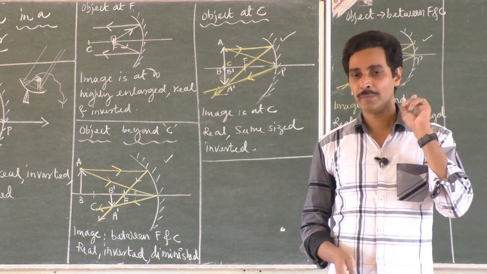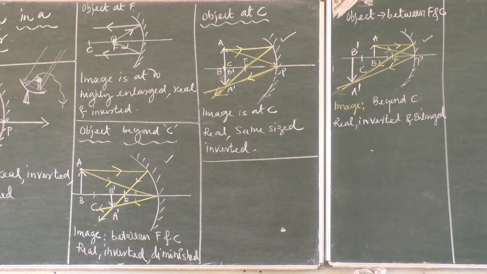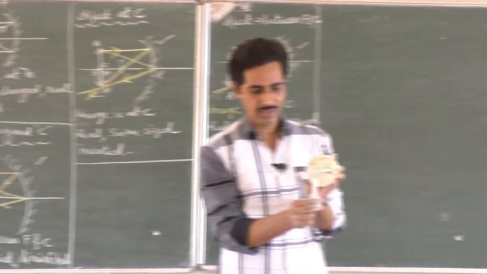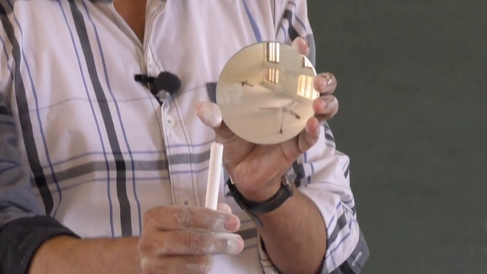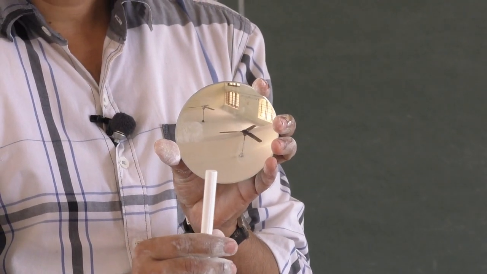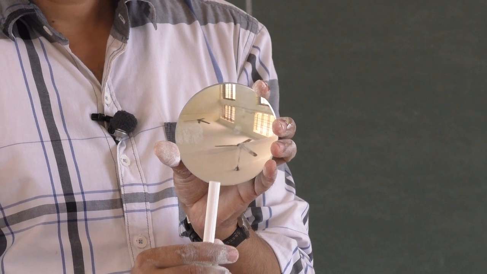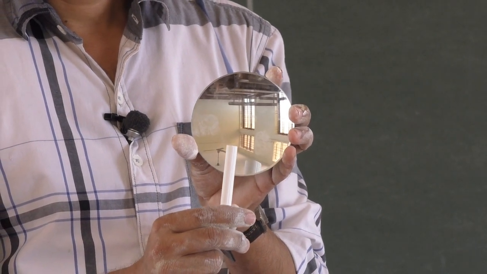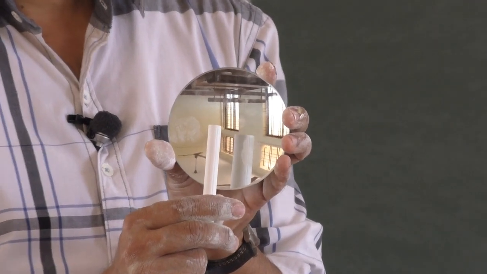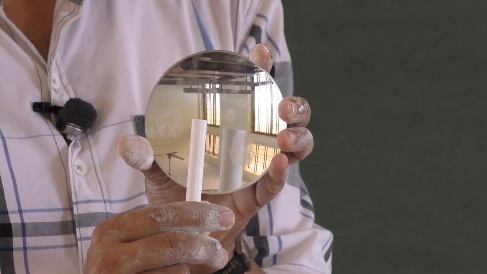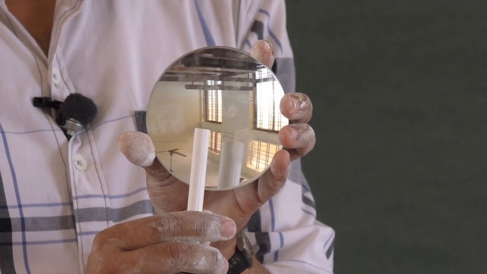Now there is a peculiar case. Last time I showed a concave mirror with a pen or something kept in front of it. When the pen is away from the mirror, you don't see anything inside the mirror. But when the pen is very, very close to the mirror, you can see the enlarged image of the pen or a chalk. You can see the enlarged image of the chalk, right? Now this is the special case, and this is the only position where you can see the image inside the mirror.